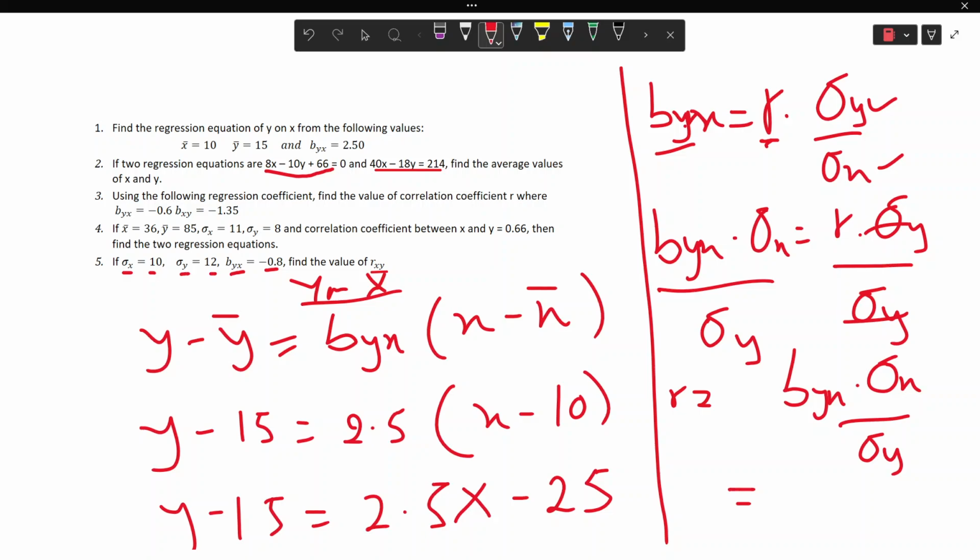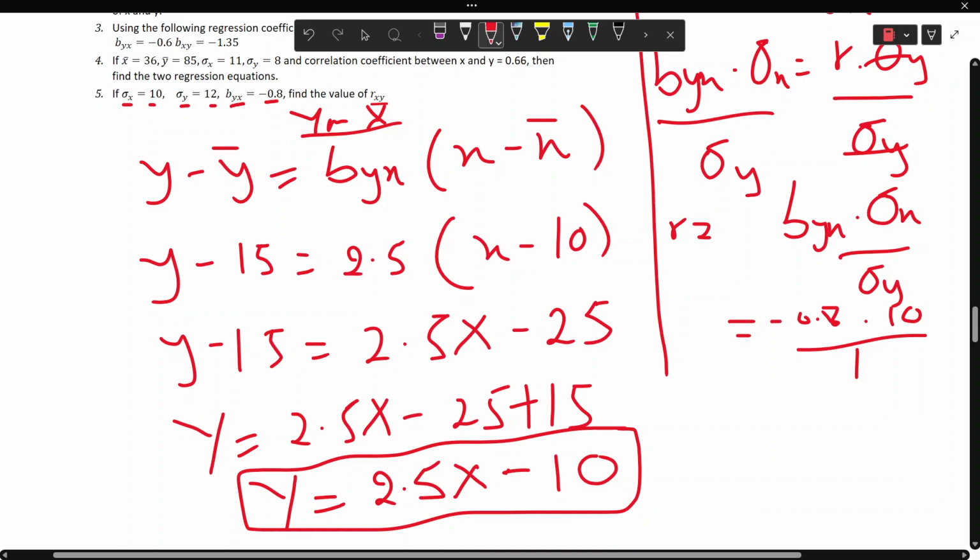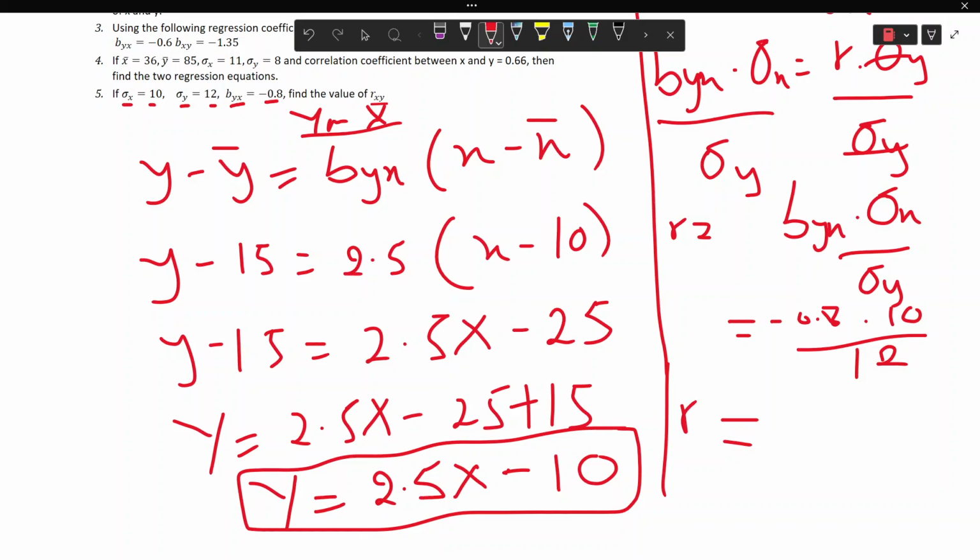Your regression coefficient y on x was given as negative 0.8, times standard deviation of x, which is 10, divided by standard deviation of y, which is 12. So your r is equal to negative 0.8 times 10 divided by 12, which is negative 0.67.